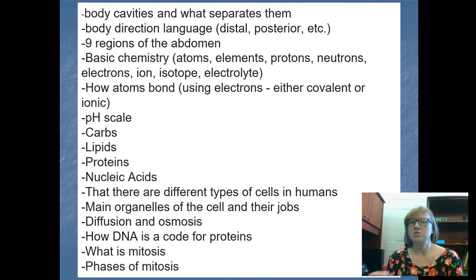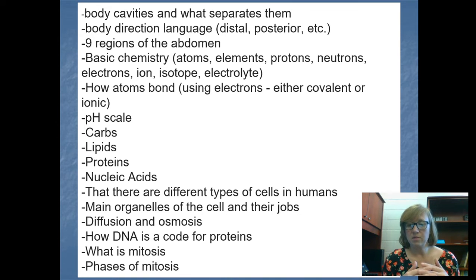For basic chemistry, you should know terms like atoms, elements, proton, neutron, electron, ion, isotope, electrolytes. You should understand how atoms will form bonds with each other by sharing or giving those electrons. So those are either ionic or covalent bonds. You should understand the pH scale, that it goes from 0 to 14, that on the low number, below 7, it's acidic, and the higher number, we're talking about alkaline or base, and that 7 is neutral.